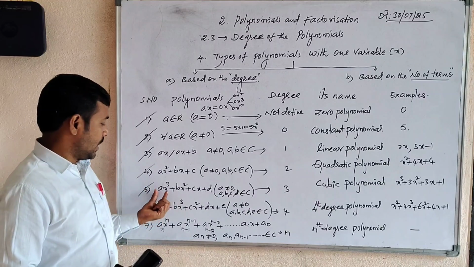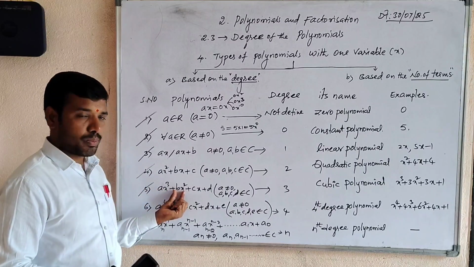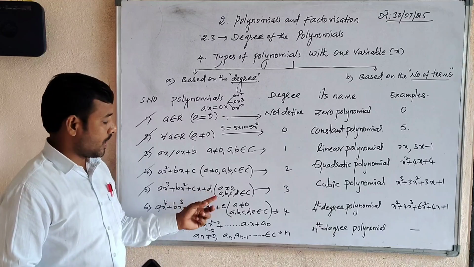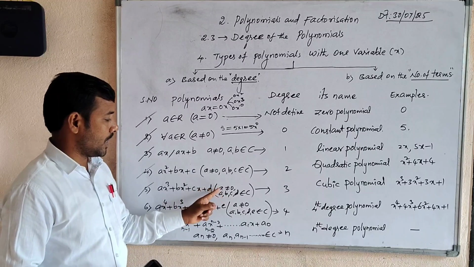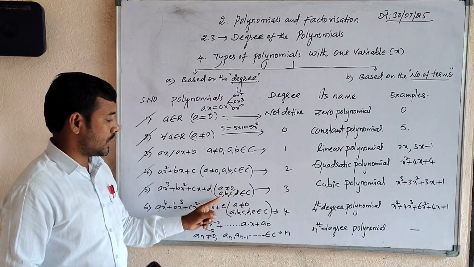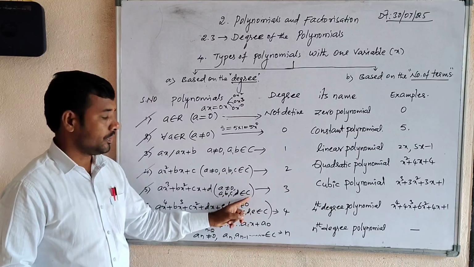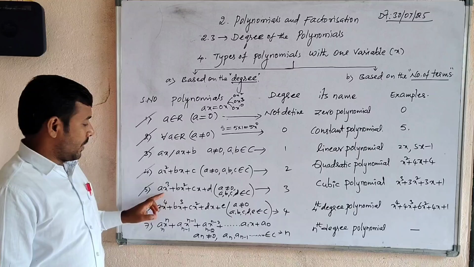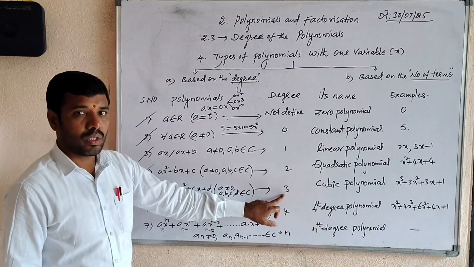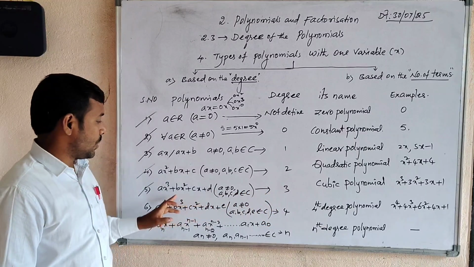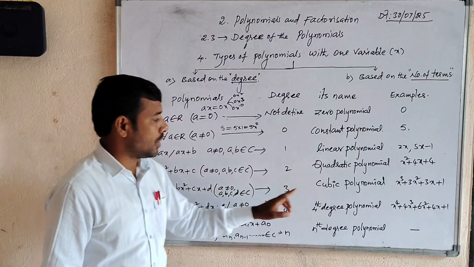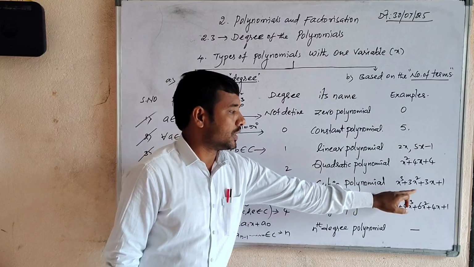Okay, now let us go with the fifth one. What is the fifth one? ax cube plus bx square plus cx plus d. Here again two conditions are applicable: a is not equal to 0, and at the same time a, b, c, d belong to constants. However, its degree is 3. Already I mentioned that. So that's why this polynomial is called a cubic polynomial. This is one example.